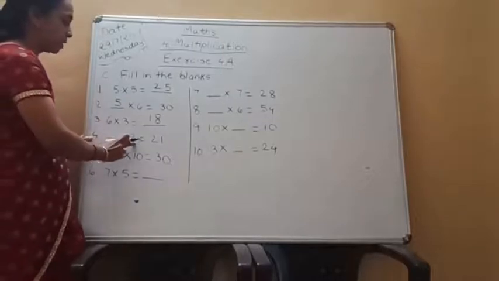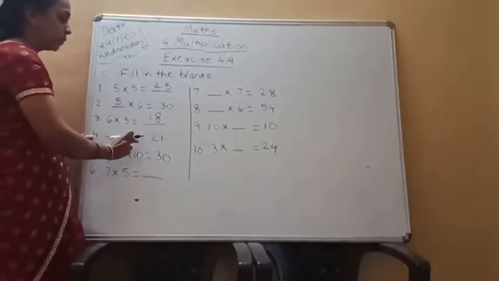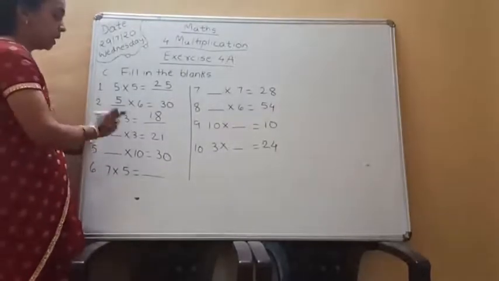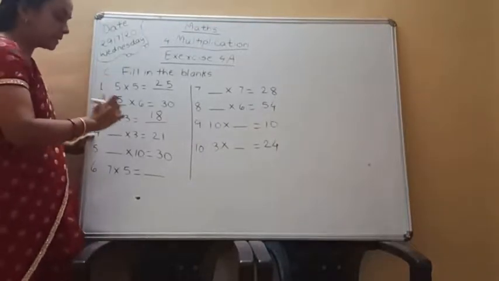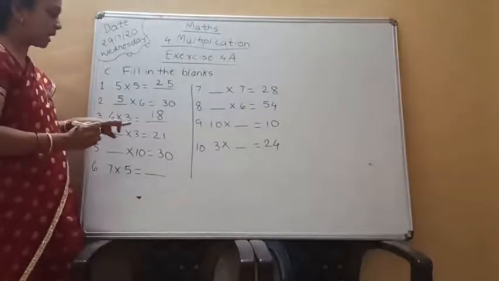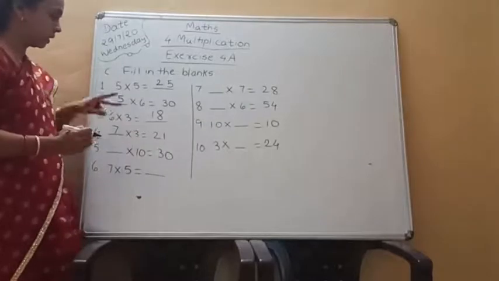Now see fourth example. Dash multiplied by 3 equal to 21. So in the table of 3, 21 number is there? Yes. So 3 multiplied by which number equal to 21? 3 7s are. So we will write here 7. 7 multiplied by 3. 7 3s are 21 or 3 7s are 21.